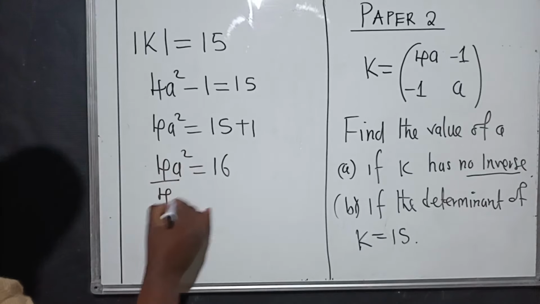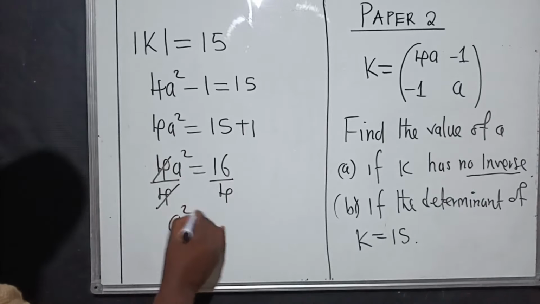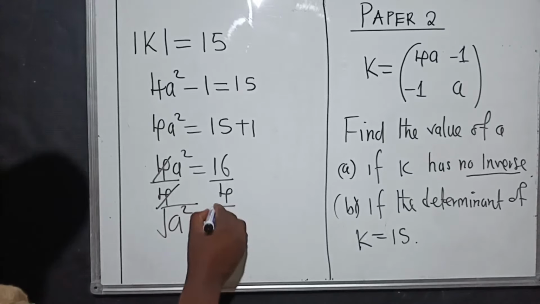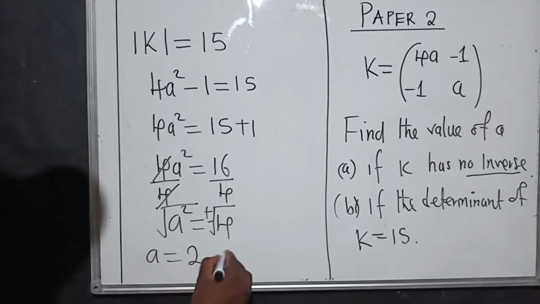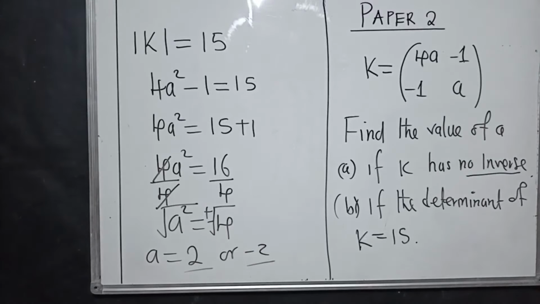Divide by 4 by 4. This and this will go. A power 2 is equal to 4. You find the square root. Plus or minus, a will be equal to 2 or -2. So those are the two solutions.